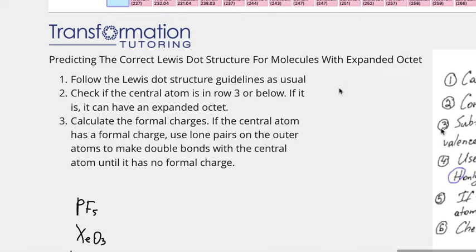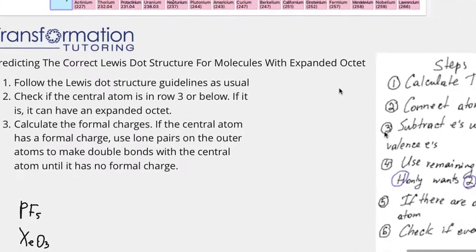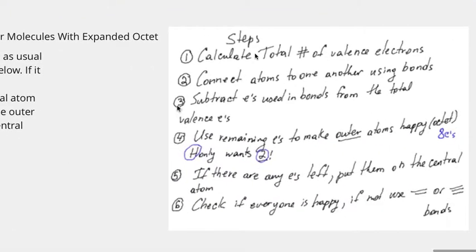In this video, we will learn how to correctly predict the Lewis dot structure for molecules that have an expanded octet. The way we will do it is we will first follow the Lewis dot structure guidelines as I outlined in my video before for regular Lewis dot structures, and I have shown them here also, which is calculate the total number of valence electrons, connect atoms to one another using bonds, subtract electrons used in bonds from the total valence electrons, use remaining electrons to make outer atoms happy, and so on.